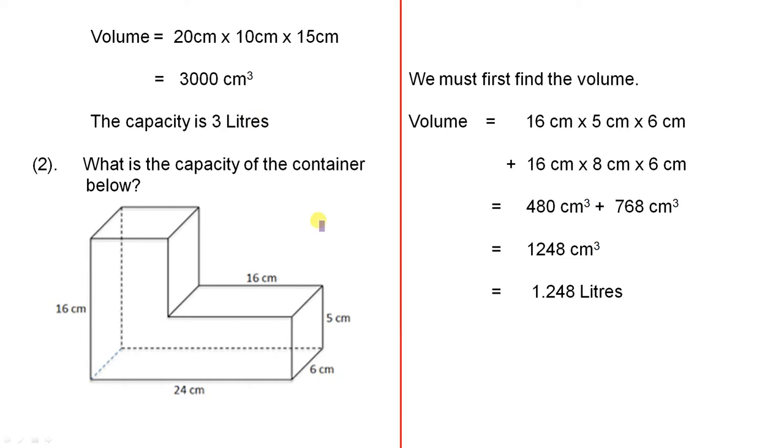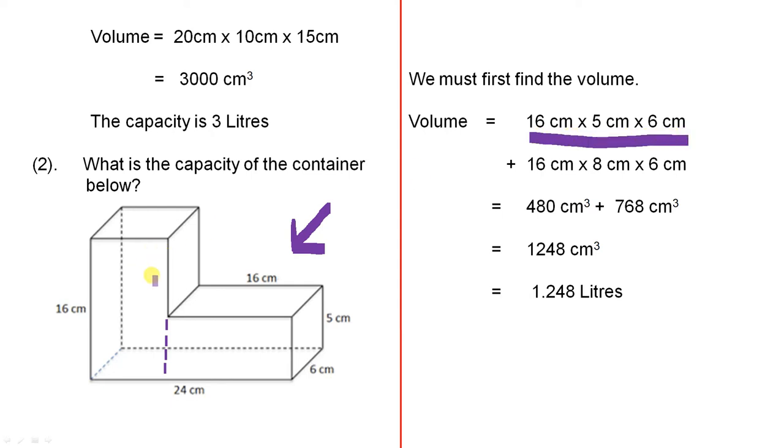What is the capacity of the container below? So with this container we can divide it into two separate parts. When we find the two separate volumes and add them together, that gives us the volume of the whole container. So we have that part there, which is a rectangular prism, and we have that part there, which is also a rectangular prism. So let's find the volume. So the volume will be 16 centimetres by 5 centimetres by 6 centimetres. That gives us that part, that will give us the volume there.